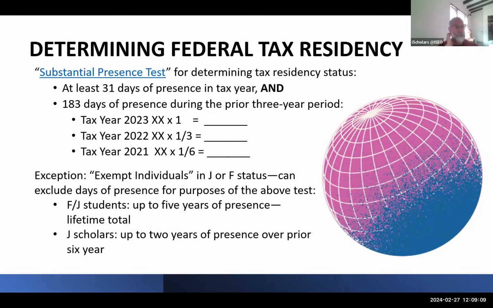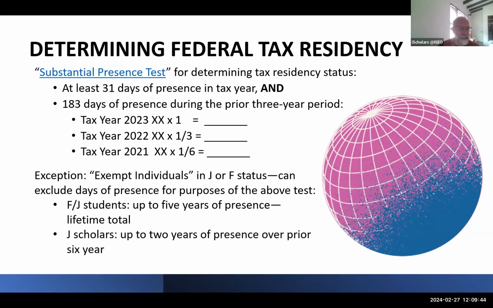Another very important point to note is that any amount of time present in a calendar year counts as a full calendar year. So if someone were to have arrived in the United States on December 21st, then that 10-day period from December 21st through December 31st actually uses up one of your years. Okay, so that was the student exemption.